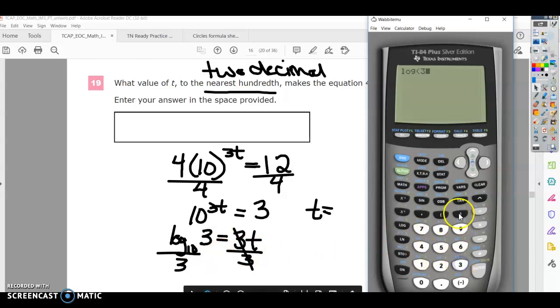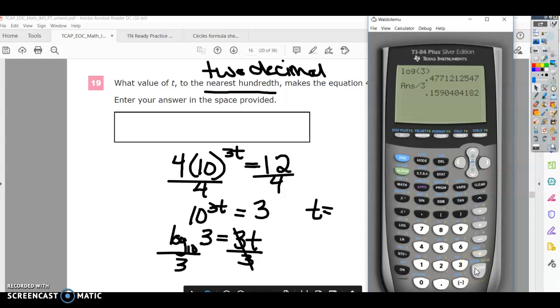of 3. And remember, when you use the buttons here on the side, this means log base 10, this means log base E, and you have to go up to your math and find the log button to enter any different base. So we're going to do log base 3, enter, divide that by 3.